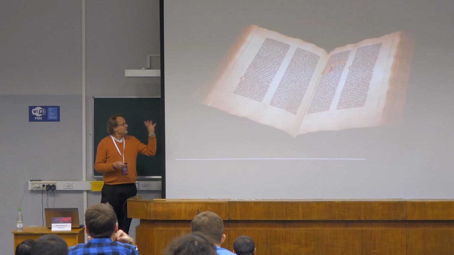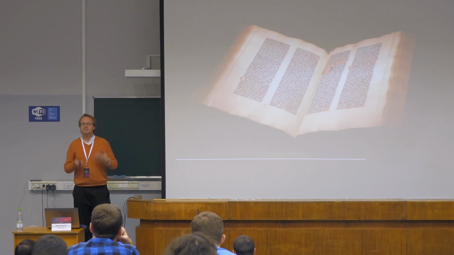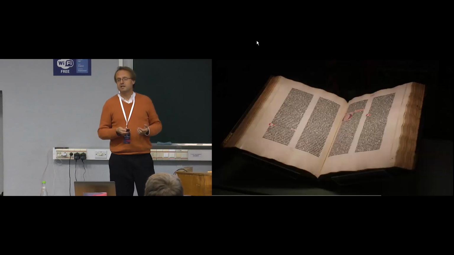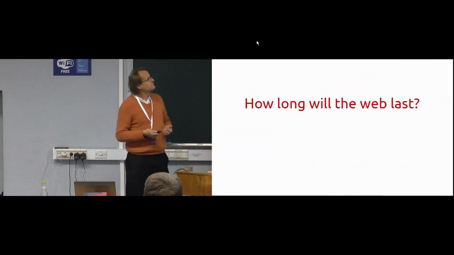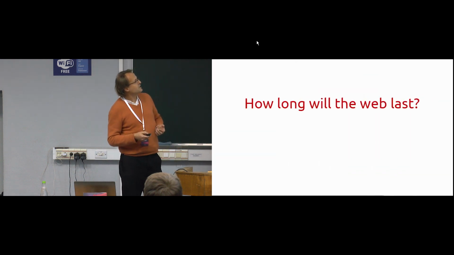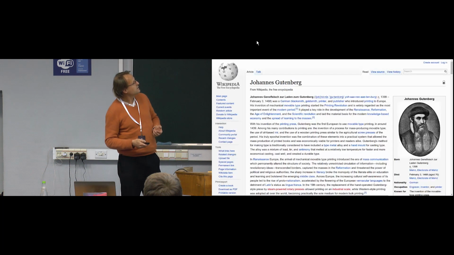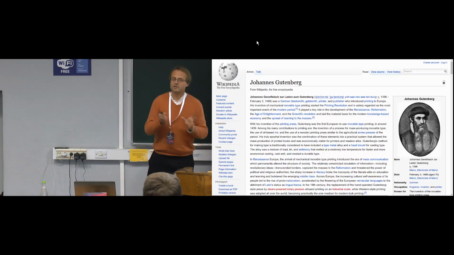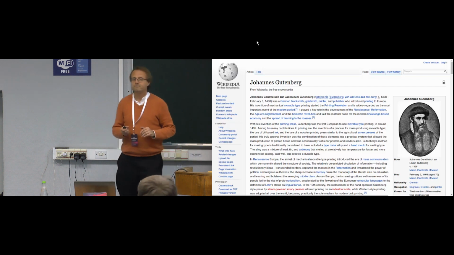This is the first book that was printed in a semi-industrial manner. This book was done by Johannes Gutenberg, who lived in Germany in the 1400s. And he invented the printing press. Let me see if I can get to him here. Whoops, there we are. Johannes Gutenberg invented the printing press in the 1460s.